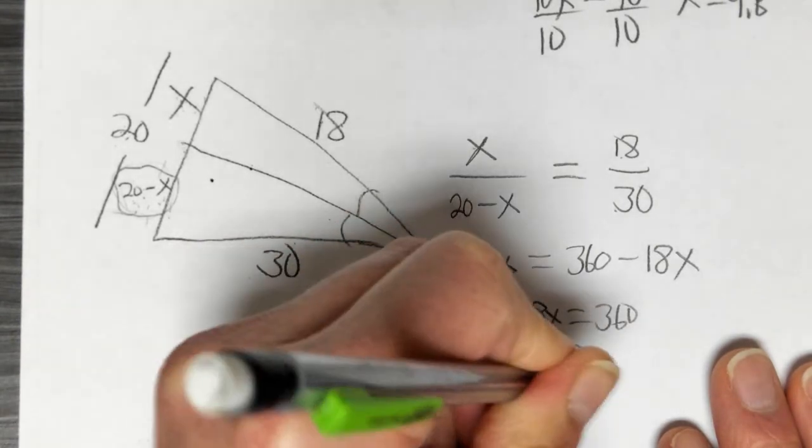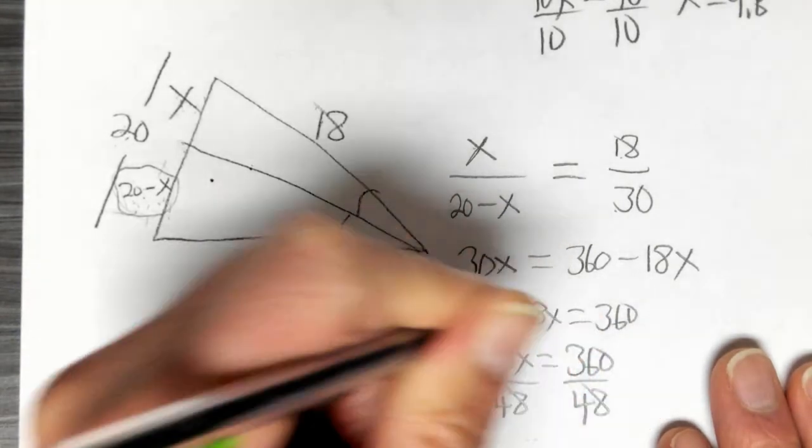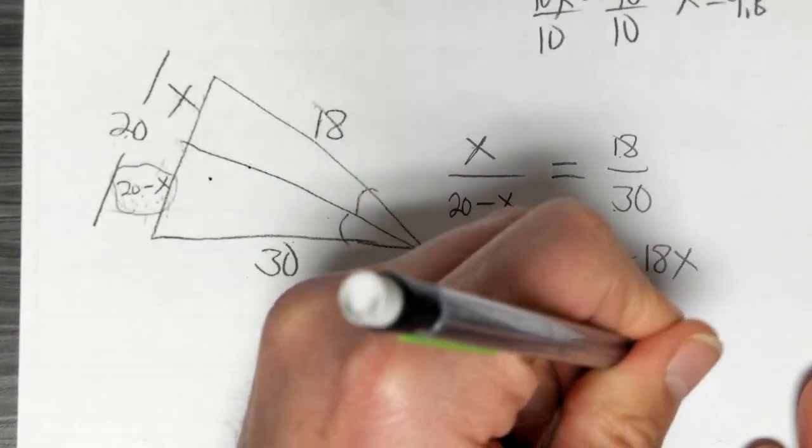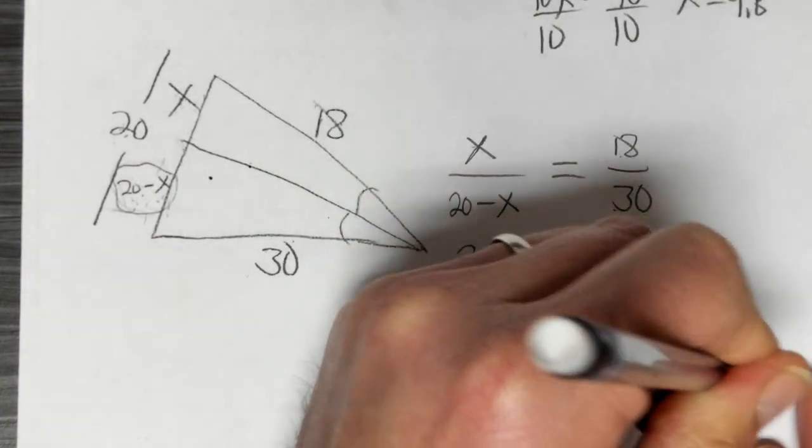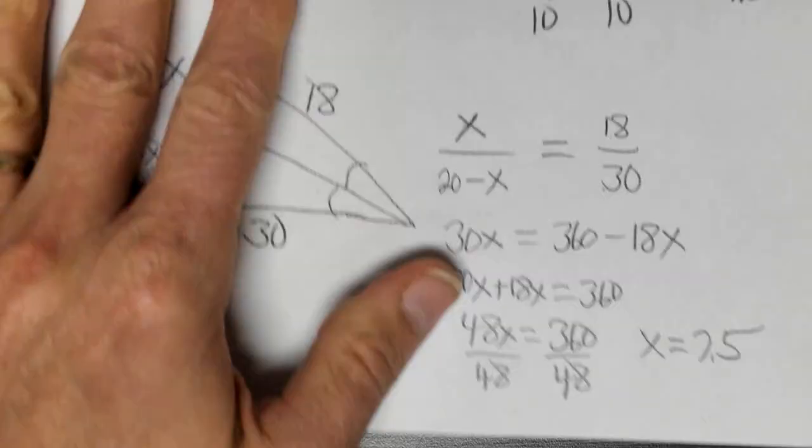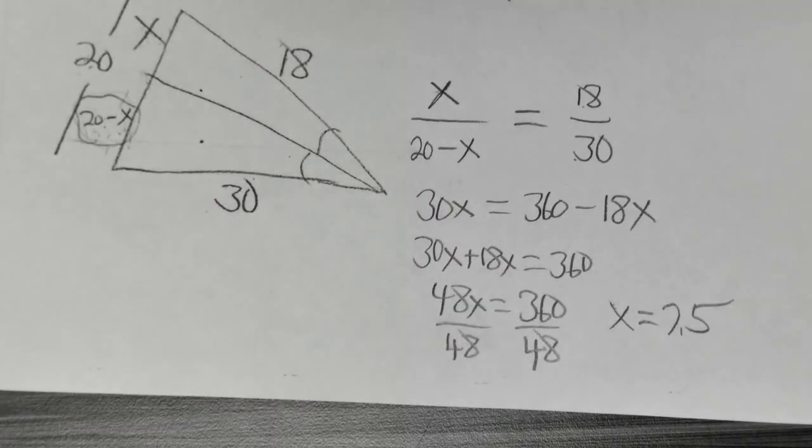48x, x equals 7.5. And that is your answer. So now you guys are ready for your quiz.